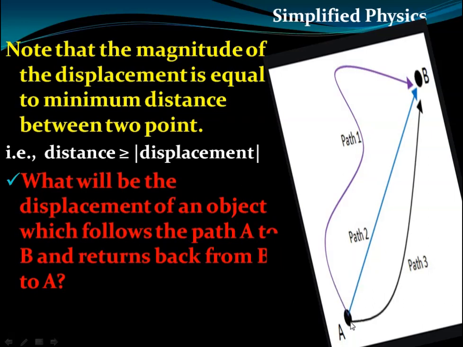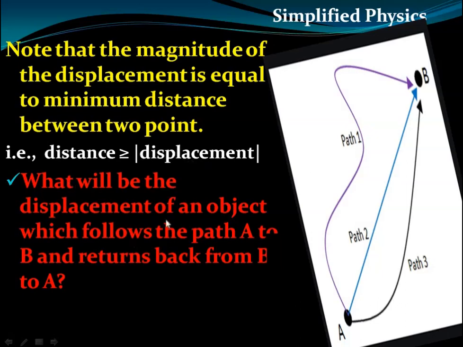Distance means, suppose a person is traveling from part 1, that's a distance. Maybe part 2 also distance, part 3 as well distance. But displacement means only the directional distance between the initial position A to final position B, that is the displacement, and distance will be greater than or equal to the magnitude of the displacement.